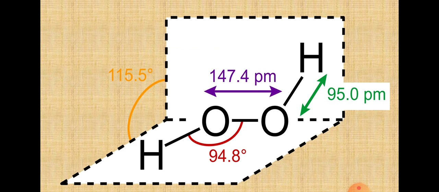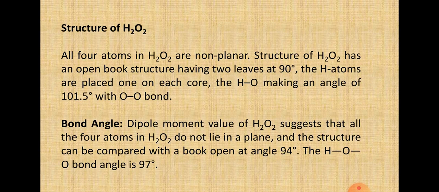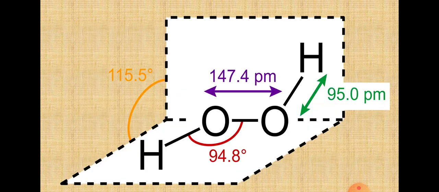Here it is given as 94.8 degrees in oxygen, oxygen, hydrogen. And the bond angle and dipole moment value of hydrogen peroxide suggest that all four atoms in H2O2 do not lie in a plane. The structure can be compared with an open book at an angle of 94 degrees. The hydrogen-oxygen-hydrogen bond angle is 97 degrees.